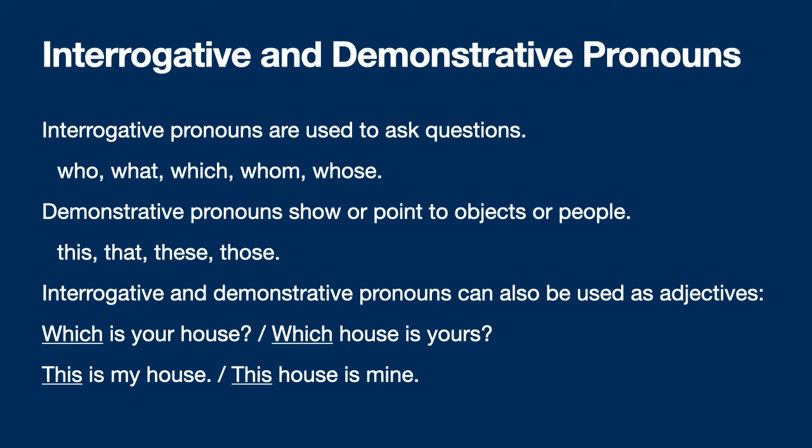Now let's look at the first pair of sentences. Which is your house and which house is yours? Which is the interrogative pronoun here. In the first sentence, which is your house, which can stand alone. It is substituting for the subject of that sentence. There's nothing else. So it is standing in the subject position, it is standing for a noun. Here, which is just an interrogative pronoun.